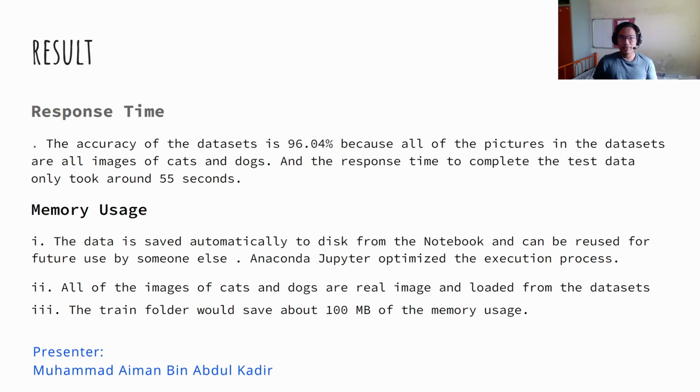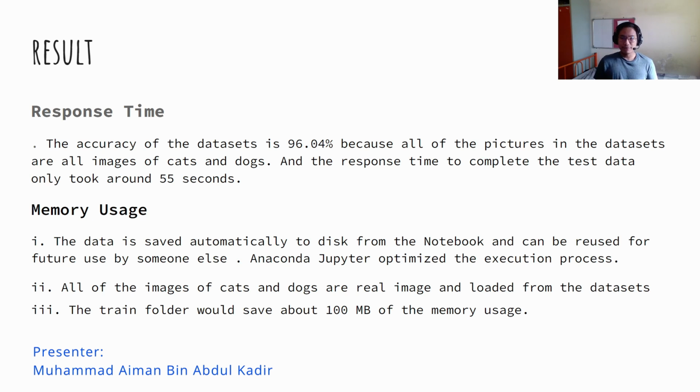For the results, I will talk about the response time, memory usage, and the epoch. For response time, the accuracy on the test dataset is 96.04% because all of the pictures in the dataset are images of cats and dogs, and the response time to complete the test data only took around 55 seconds. For memory usage, the data is saved automatically to disk from the notebook and can be reused for future use by someone else. And Anaconda Jupyter optimized the execution process.